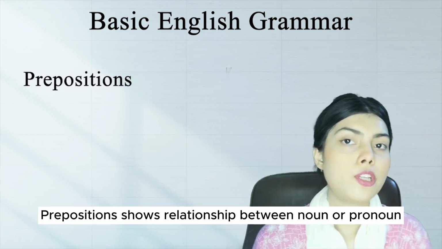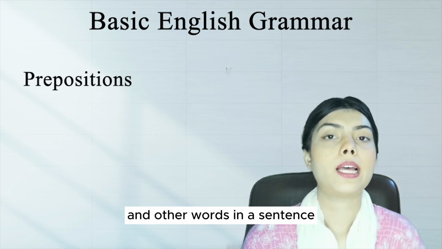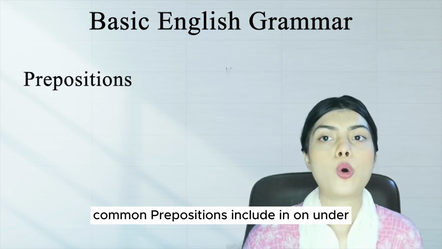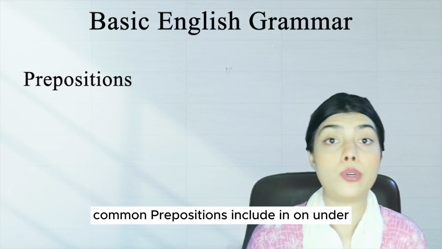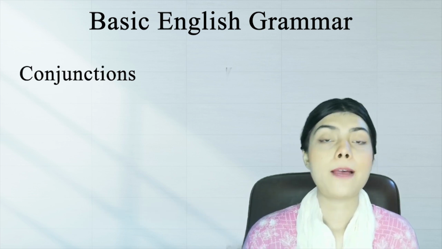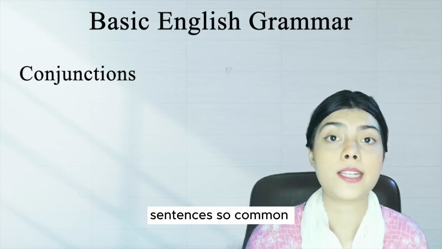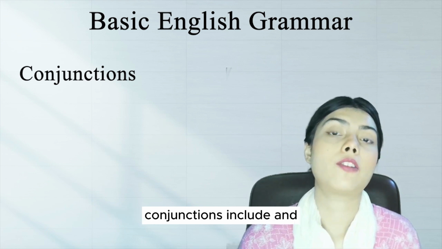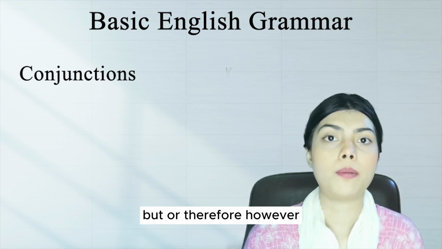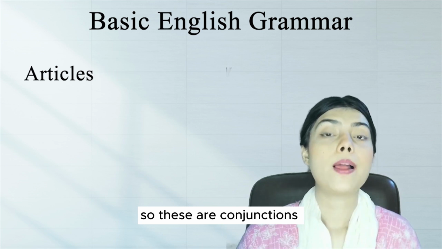Preposition. Prepositions show the relationship between a noun or pronoun and the other words in a sentence. Common prepositions include in, on, under, between, and above. Conjunction. Conjunctions are used to connect phrases, sentences. So common conjunctions include and, but, or, therefore, however. So these are conjunctions.